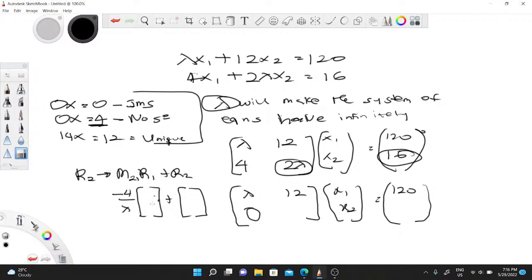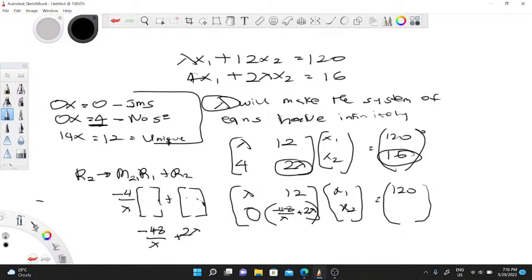So I'm multiplying 12. This is 12. This is 12. This is 12. And then this one would give us 16. No, this one is 12, and this one will give us 2 lambda. Sorry, I'm not looking at it well. All right, so we have negative 48 on lambda plus 2 lambda, and that's what will come here. Negative 48 on lambda plus 2 lambda. And then you do the same thing for this side.